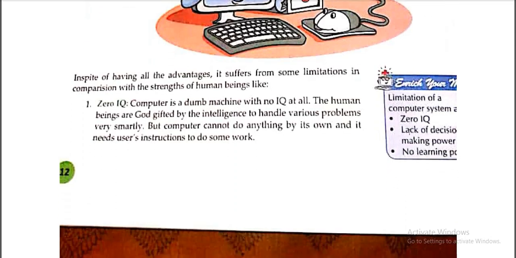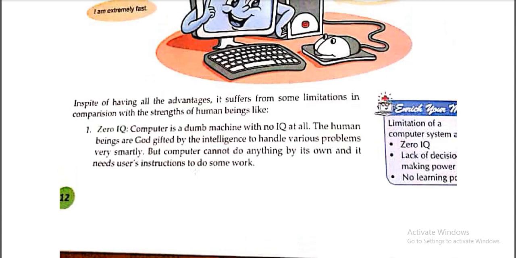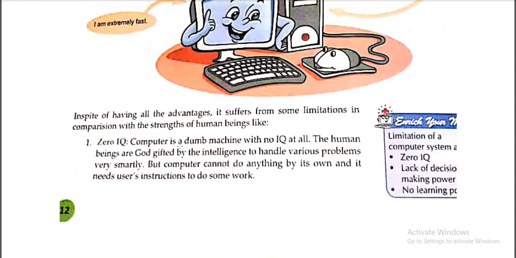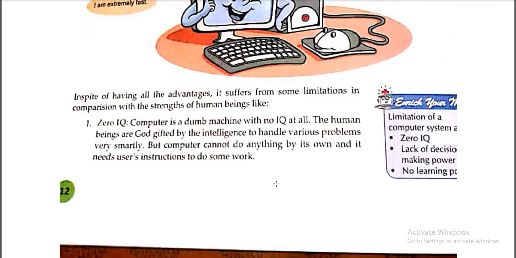The first disadvantage is zero IQ. Zero IQ means the computer is a dumb machine with no IQ at all. Human beings are gifted by God with intelligence to handle various problems very smartly. But with a computer, you give instructions, and according to your instructions the computer will do the work. It does not have any IQ, so it doesn't have any intelligence power.